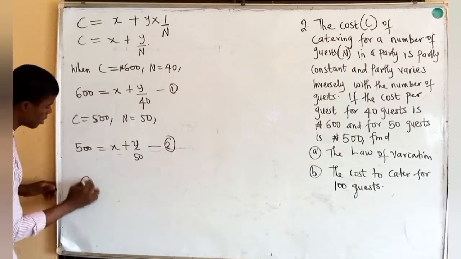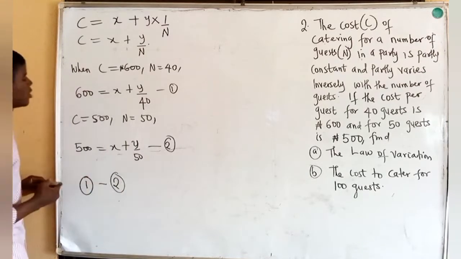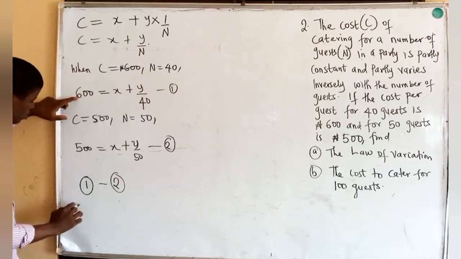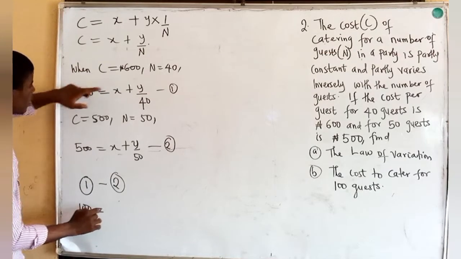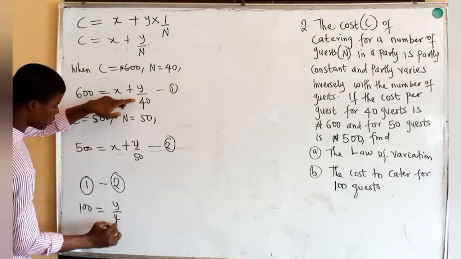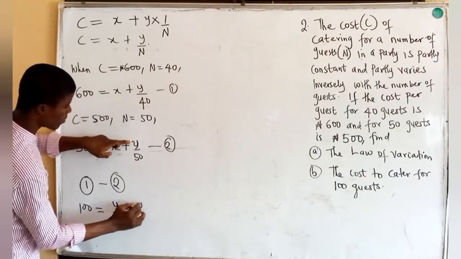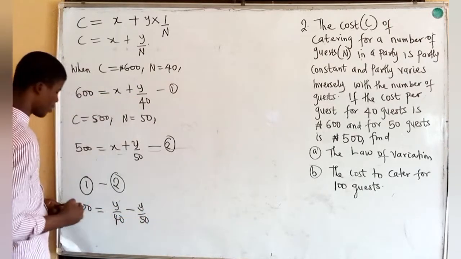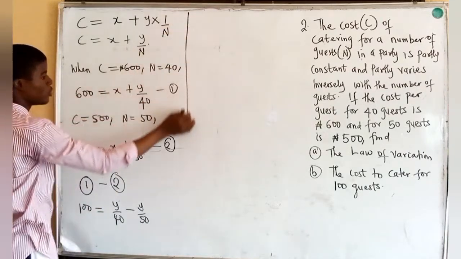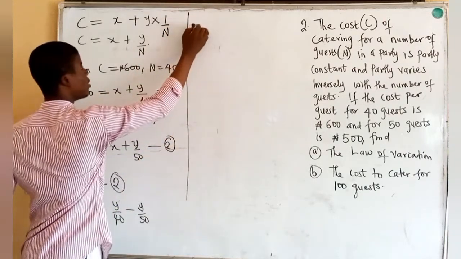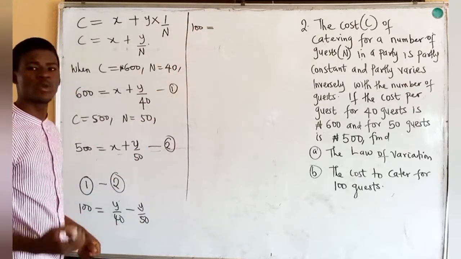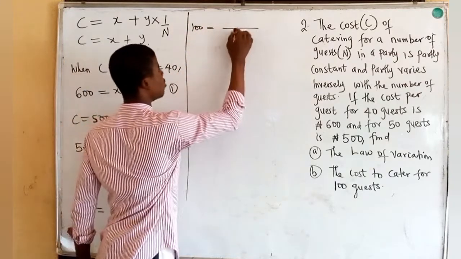That's equation 1 minus equation 2. This is 600 minus 500, that is 100, is equal to x minus x, 0, plus y over 40 minus y over 50. So we're now going to solve this equation for y. This is how I'm going to do it: 100 is equal to the LCM of 40 and 50, which is 200. So this is over 200.